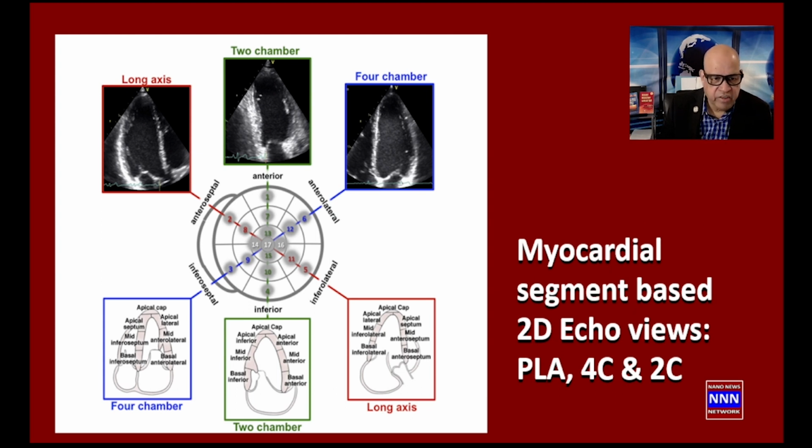I hope this basic concept is useful to you, and we need to memorize this diagram, because when we are reading echocardiograms and reporting wall motion abnormalities, we should be able to identify what region of the myocardium we are talking about based upon what view we are seeing the wall motion abnormality.